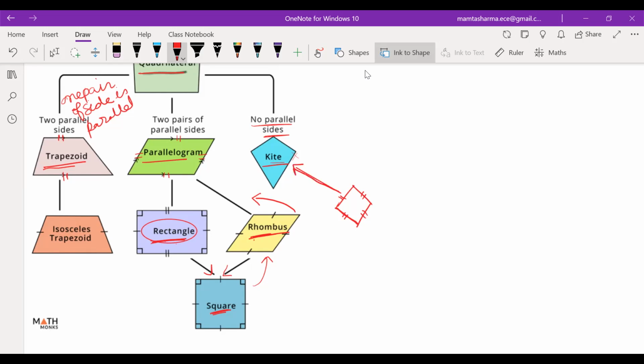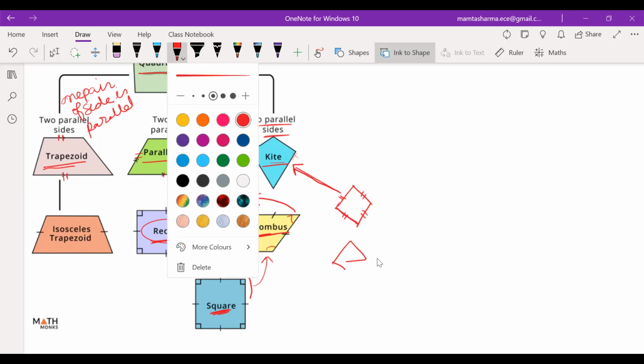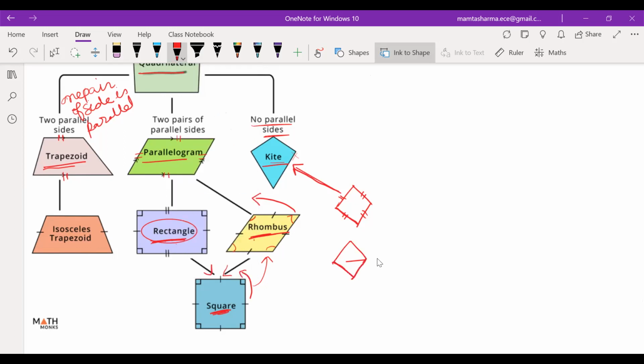Now, a rhombus is also a square. What is the difference between a square and a rhombus? Only the angle difference. In a rhombus, the angles are not equal. In a square, all angles are 90 degrees. If I rotate the square, it will also become a kite.